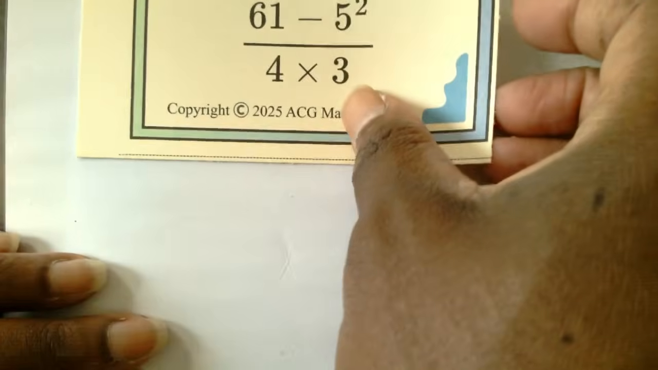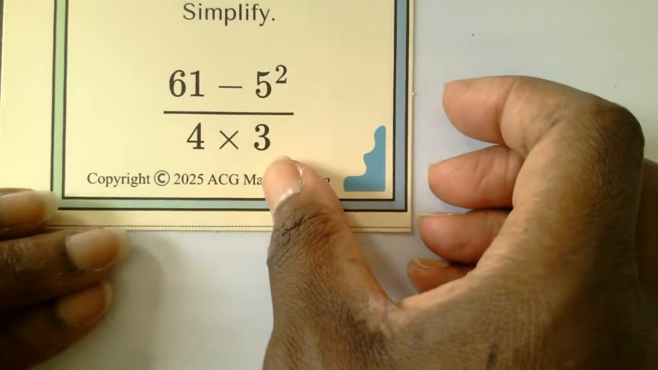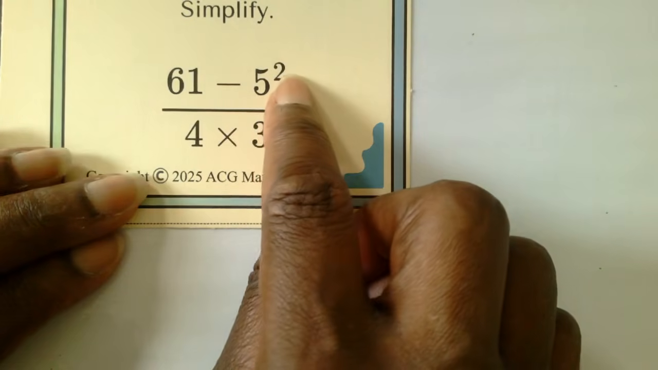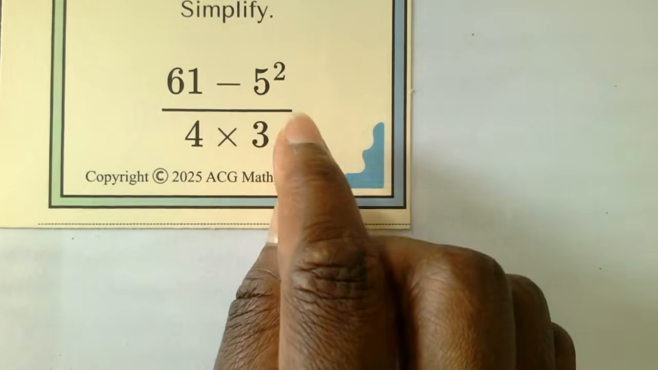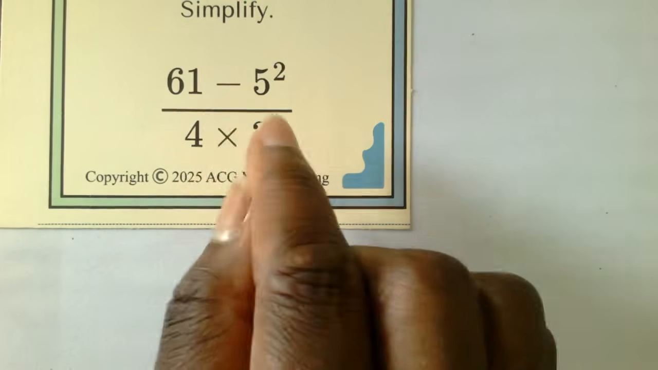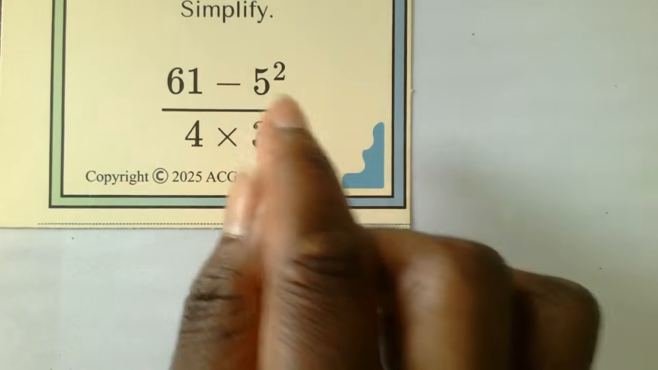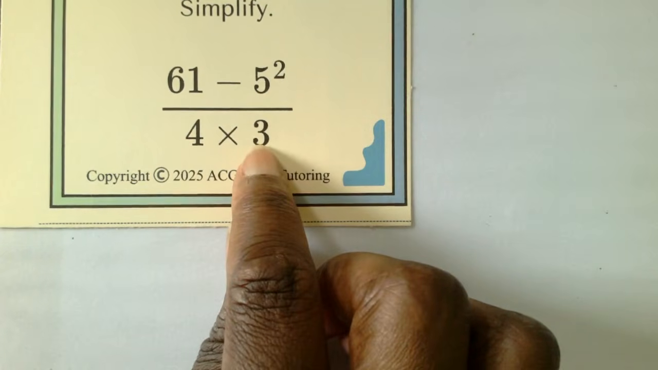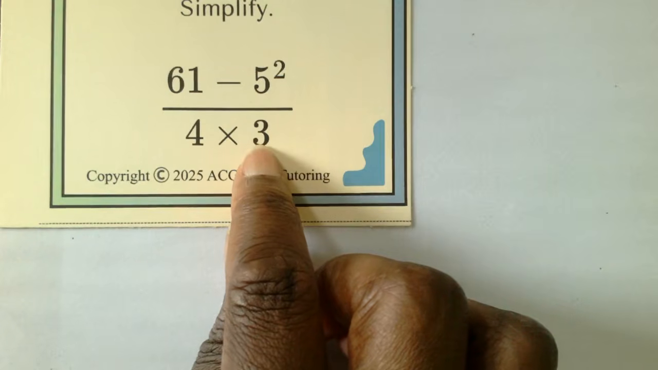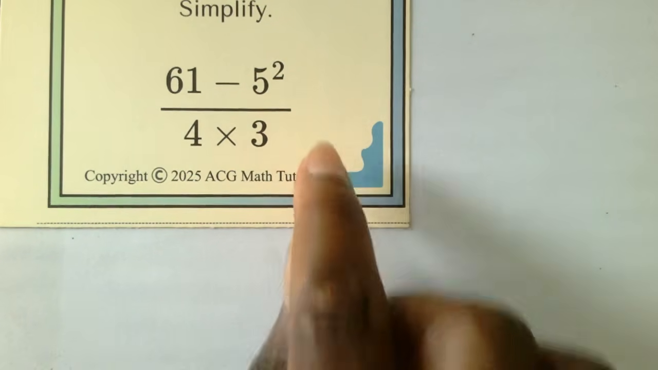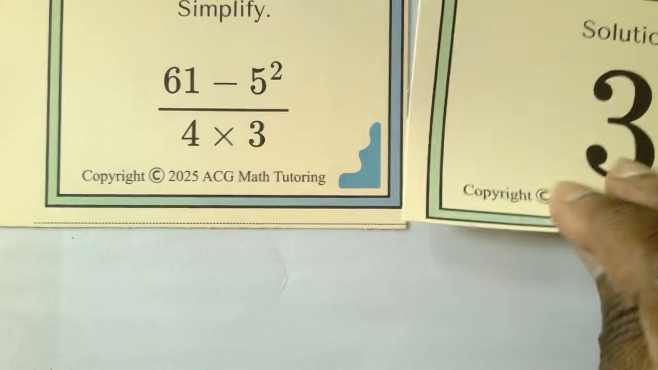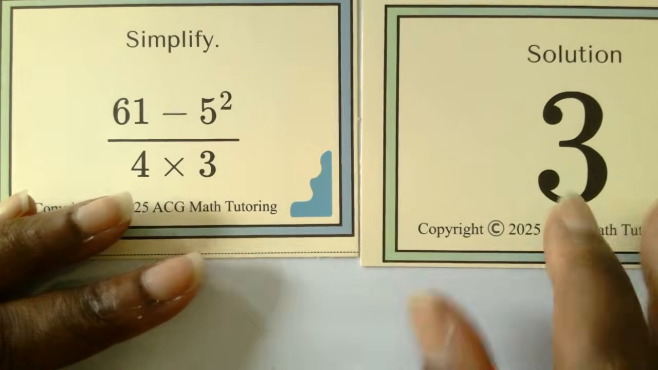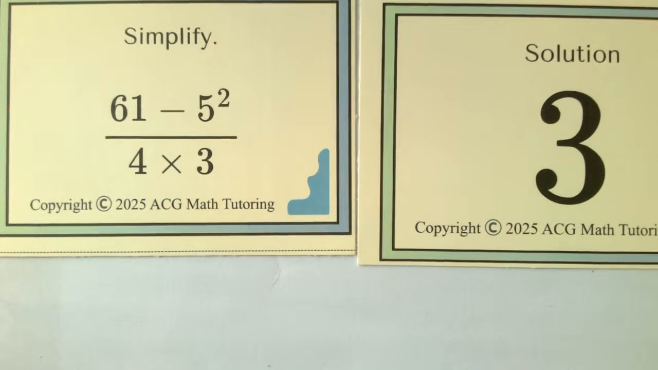It seems like everybody was giving me the same answer, which is fabulous. So we have in our numerator our 5 squared, so that gives us our 25. Then 61 minus that 25 gives us our 36. Then we have 4 times 3 in the denominator, which gives us 12. So 36 divided by 12 gives us our magic number. Yes, it is a magic number. We got our 3.